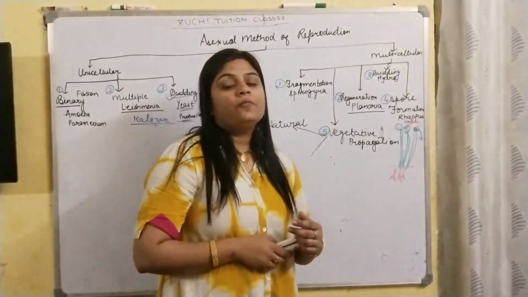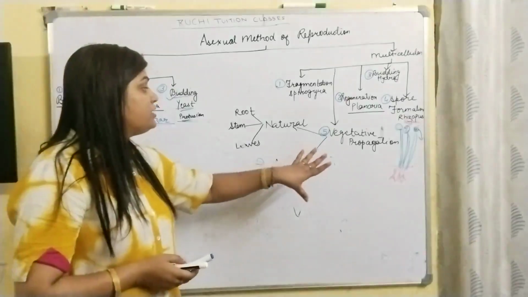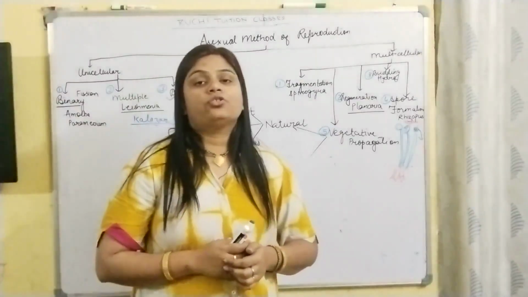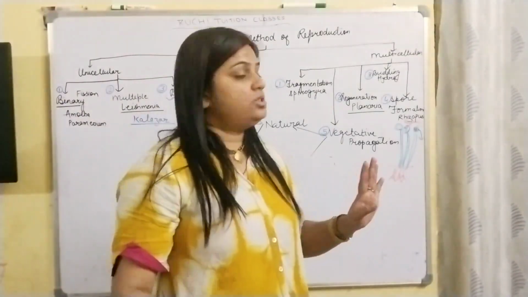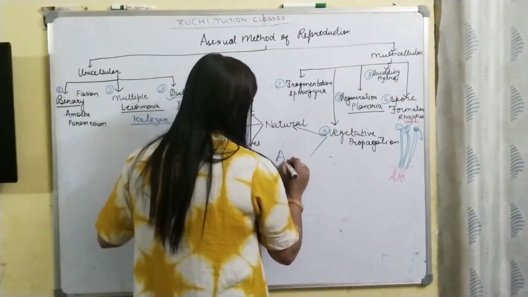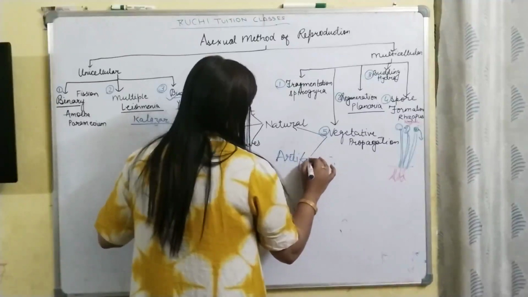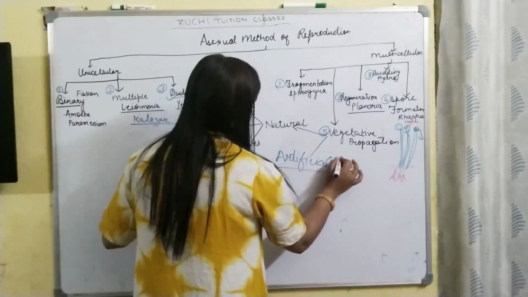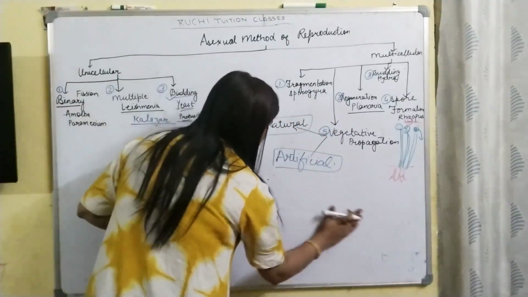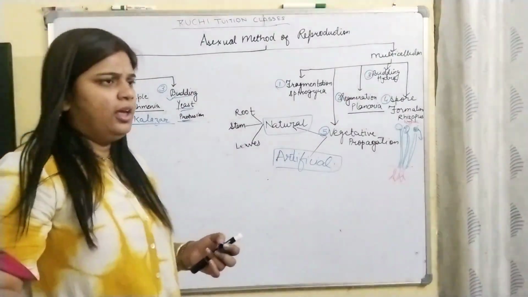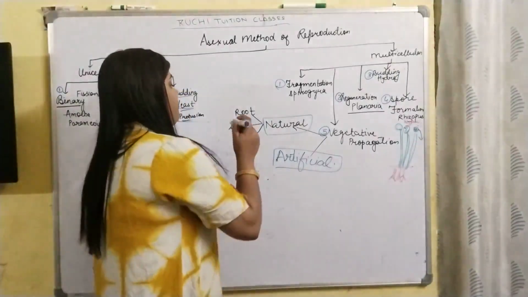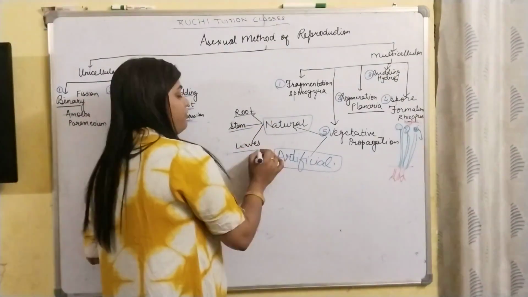The fifth one is vegetative propagation. So in vegetative propagation, there are two modes of propagation. This is also an asexual method of reproduction. Only one parent is involved. So in this, two types of reproduction are there. One is natural and another one is artificial. In natural, it reproduces by itself. In natural, there are three types of reproduction: one is in root, one is in stem, and one is in leaves.